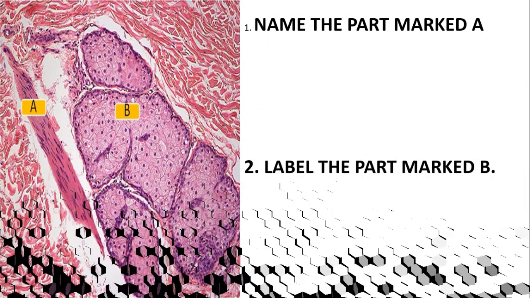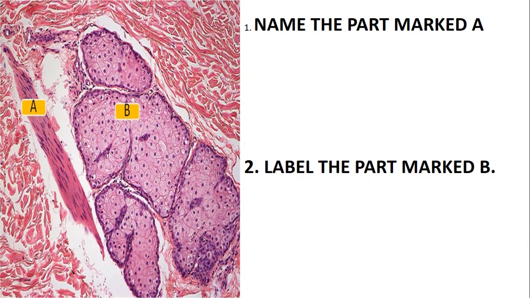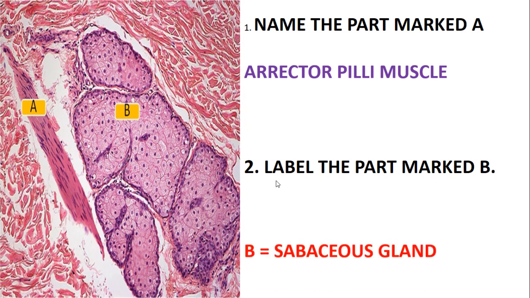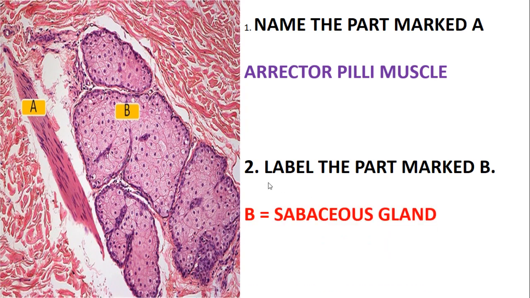Let's quickly move on and look at this slide. Name the parts marked A and B. Before we state them, we need to understand that this slide is taken from the skin, because you can see some sebaceous gland and the erector pili muscle. The part marked A is the erector pili muscle, and the part marked B is the sebaceous gland.